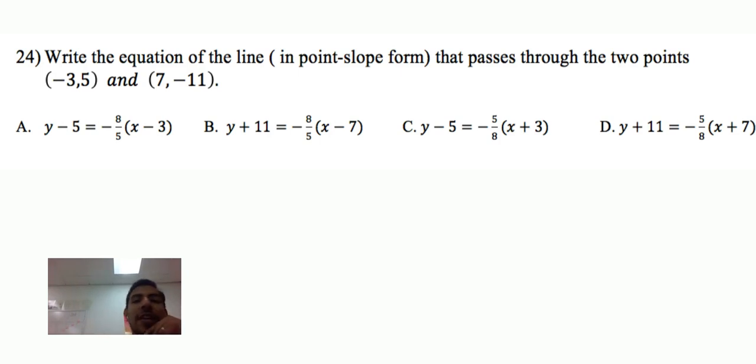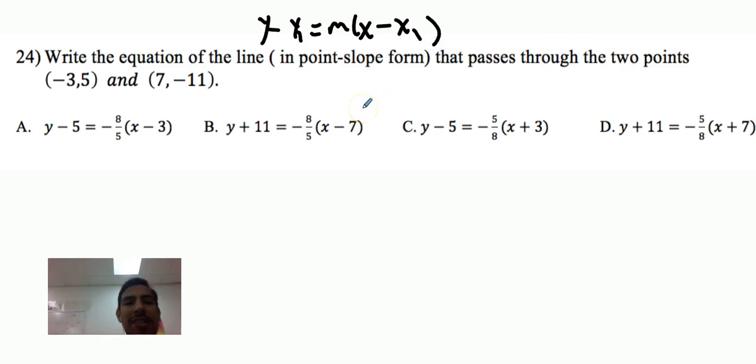Okay, write the equation of the line in point slope form. y minus y1 equals m parentheses x minus x1, that passes through the 2 points, negative 3, 5, and 7, negative 11. Again, this is a loaded problem. And it looks like, I'm just checking my answers here. I could actually cross out a couple answers now, but I'll let you try that on your own and see which answers you can cross out.